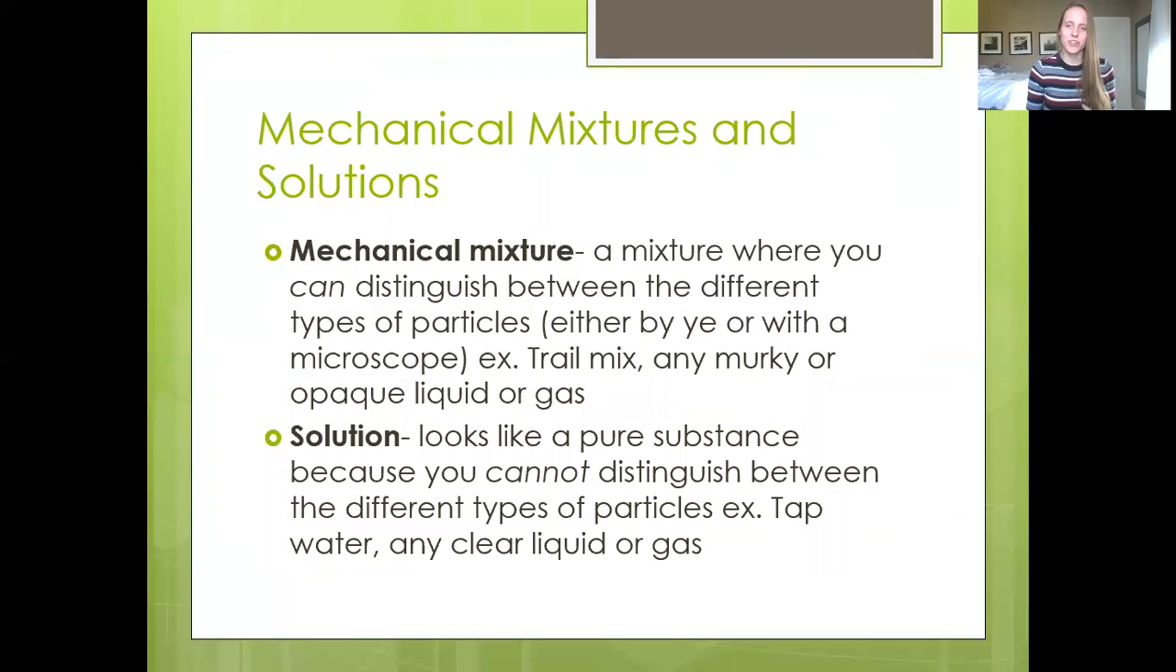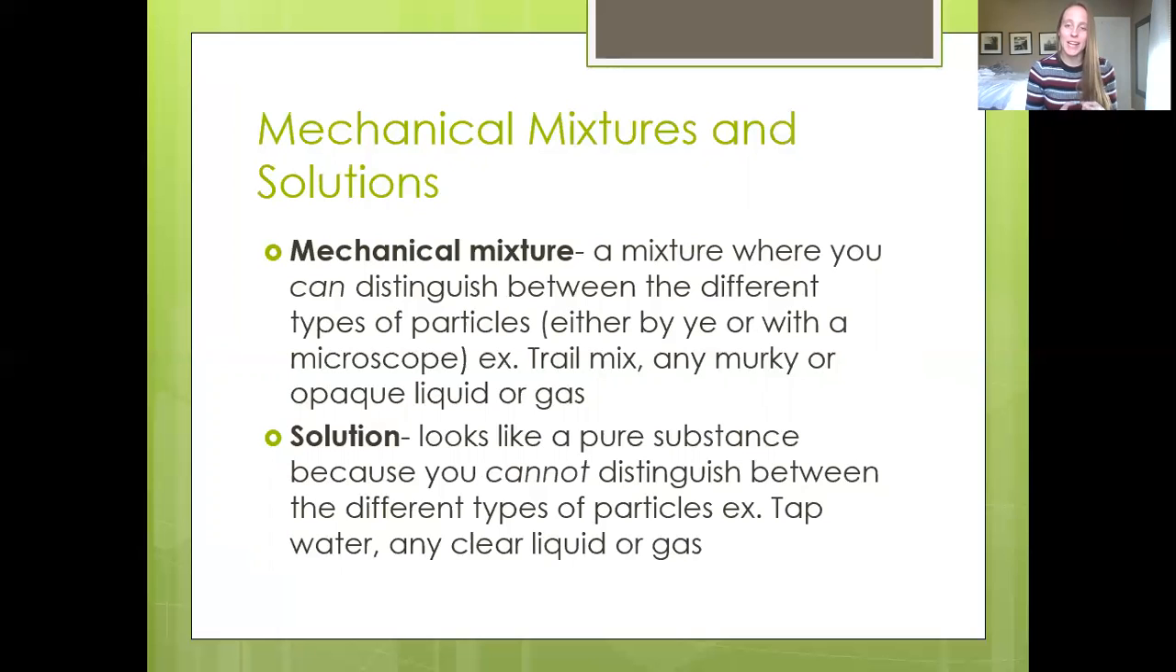A mechanical mixture is a mixture where you can distinguish between the different types of particles, either by eye or with a microscope. So if you think of something like trail mix, where you can see the different kinds of nuts, and maybe if you're lucky, there's some M&Ms in there. If you're unlucky, there might be some raisins. You can see all those different parts. That would be a mechanical mixture.